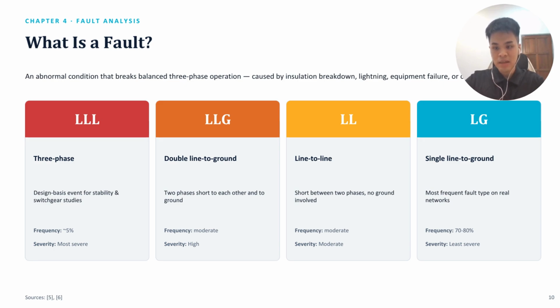The three-phase fault, LLL, is the rarest, only about 5% of real faults, but is the most severe, so it is treated as the design benchmark for stability studies. On the other hand, single line to ground faults, LG, make up 70 to 80% of real world faults, but they are the least severe. LLG and LL faults fall in between.